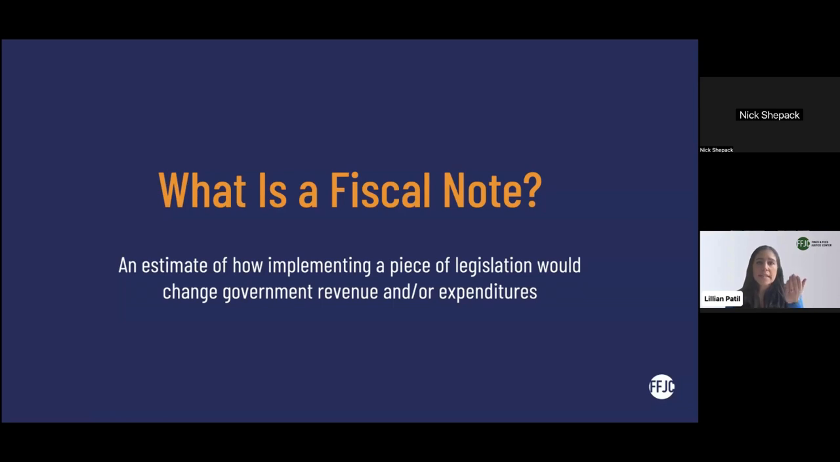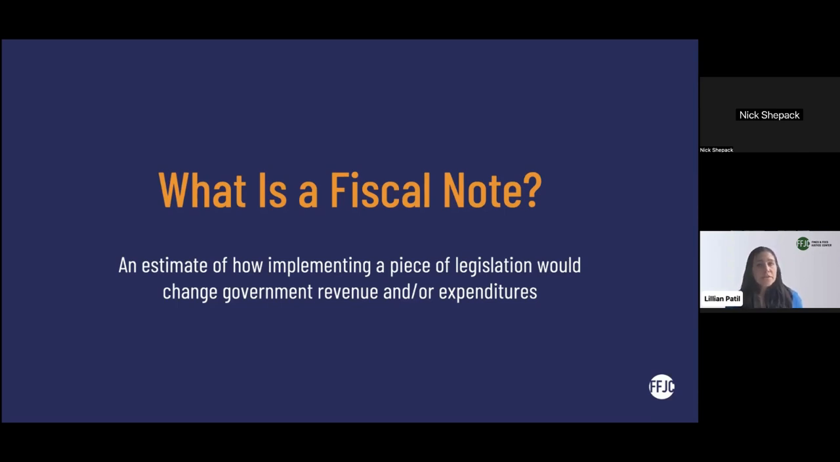So it could either raise new revenue for the government, take away revenue that's currently going into a certain agency for operations, or change costs to make them either higher or lower on what governments would need to spend in order to successfully implement a piece of legislation. Usually you can find fiscal notes online at whatever link you can find online documentation of the legislation itself.